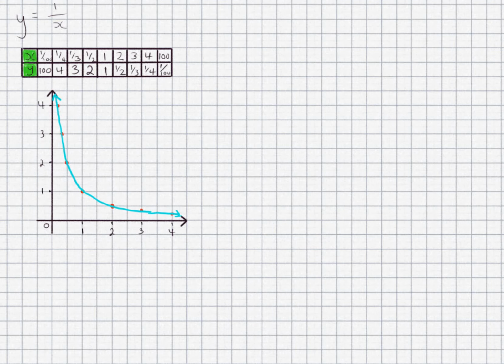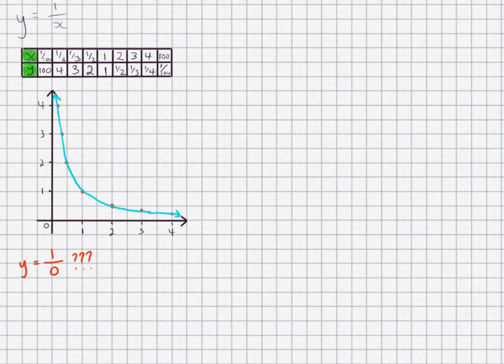But let's just check an important point. What does happen when we set x equal to 0? Is this allowed? Well, hopefully you're aware that it's not. We can't have 0 on the denominator of a fraction. So that's why we have a vertical asymptote along the y-axis, or along the line x equals 0.